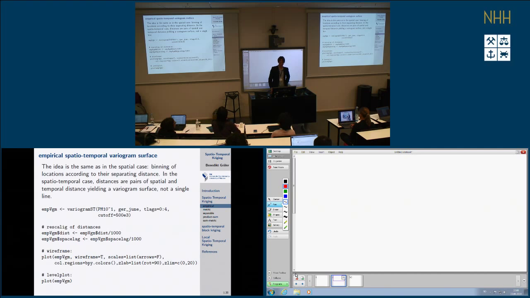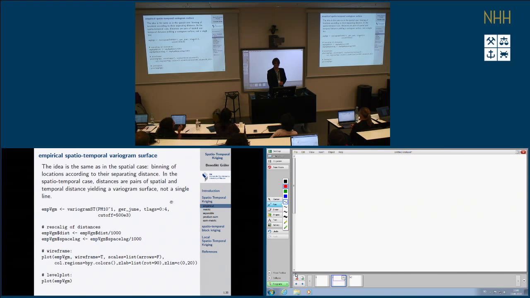We can calculate the empirical variogram in gstat. As a warning, it takes somewhat more time because typically you have much more data if you have spatial-temporal data. So if you have 200 locations, but you measure for a full year, you suddenly have 365 temporal slices of it. So the data size grows. And because we have to make binning in space and time, this takes a bit longer.